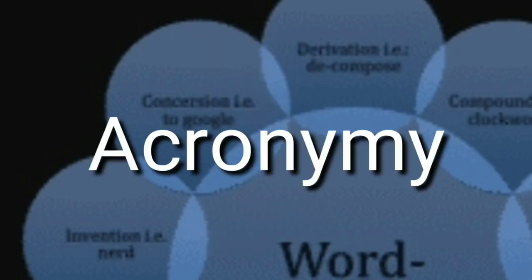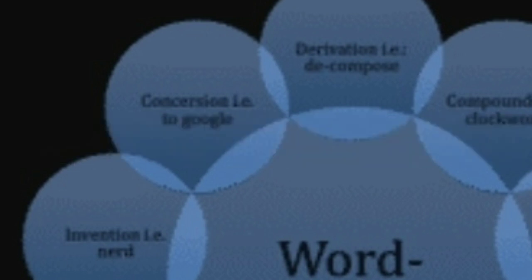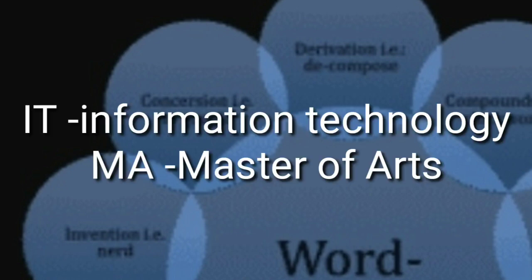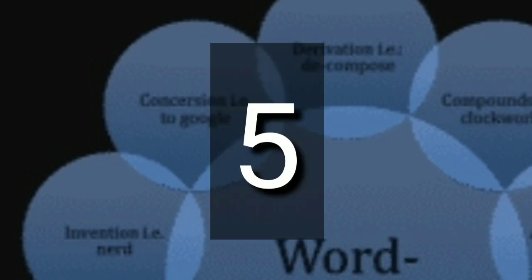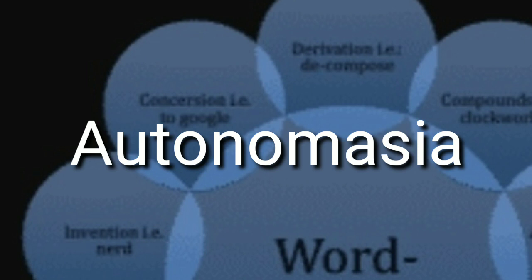Then the fourth process, acronymy. Words that are formed from initials. Due to long phrases, only the initial letter from each word in the phrase is used. For example, IT for information technology. Then USA, United States of America. BA, Bachelor of Arts.